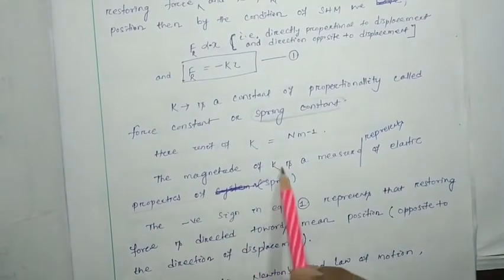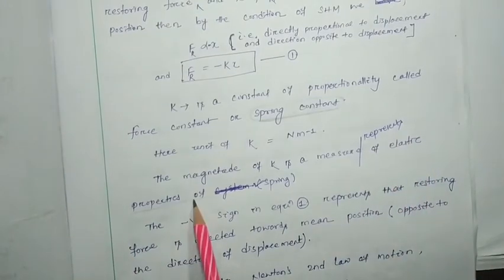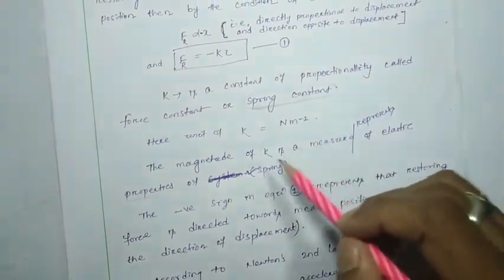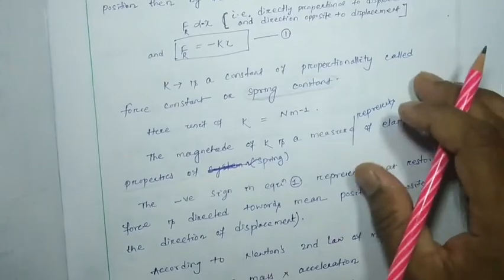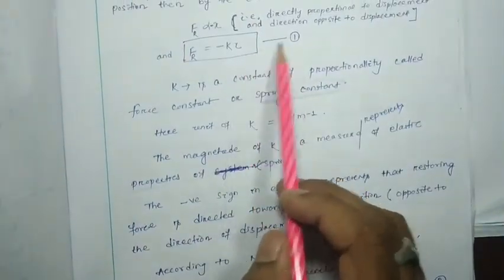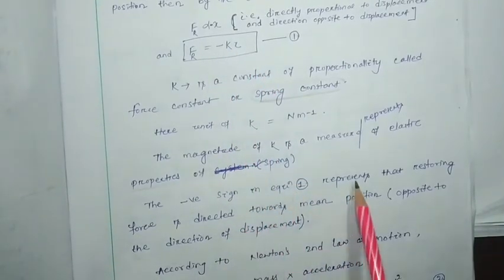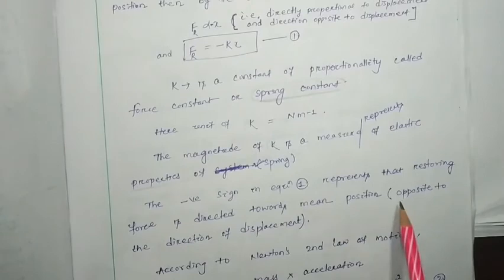So the magnitude of k represents the elastic properties of the spring. How much elastic nature it has can be found out from k. Now, the negative sign here in equation number 1 represents that the restoring force is directed towards the mean position, or we can say opposite to the direction of the displacement.